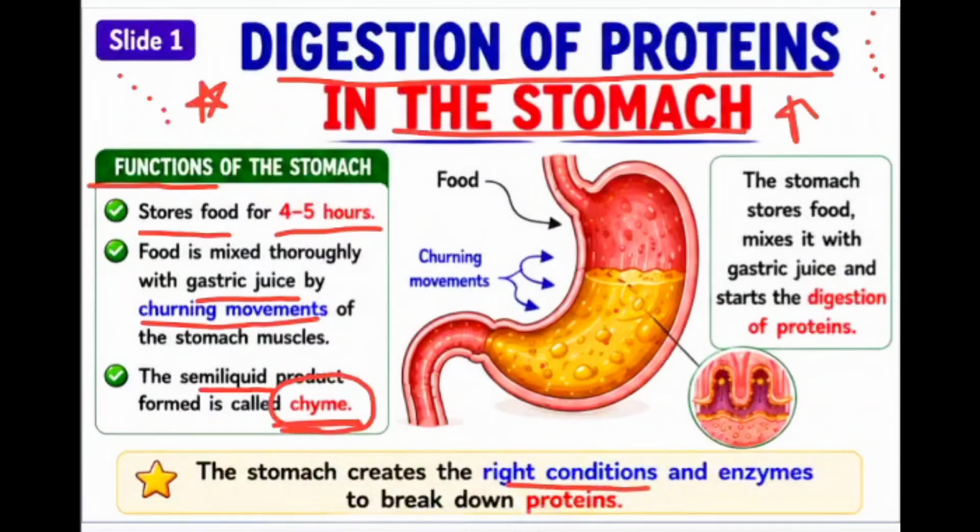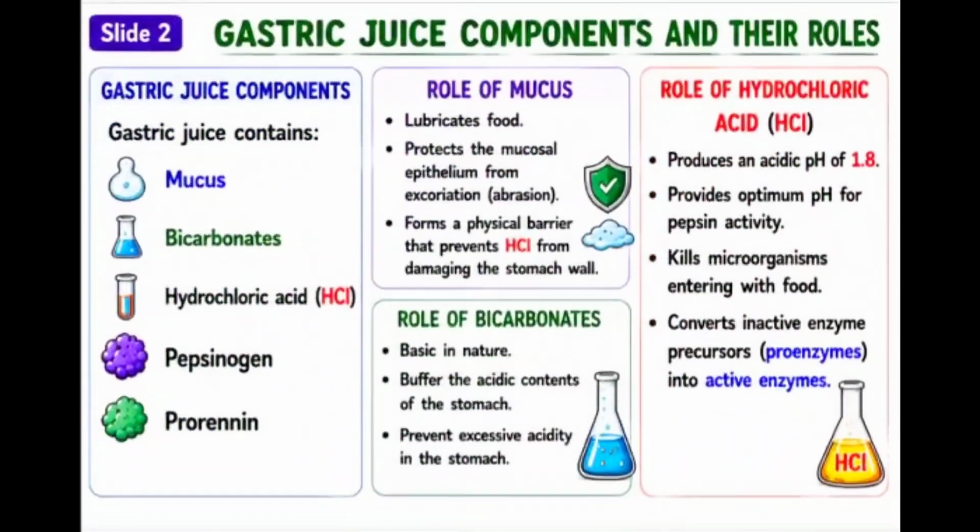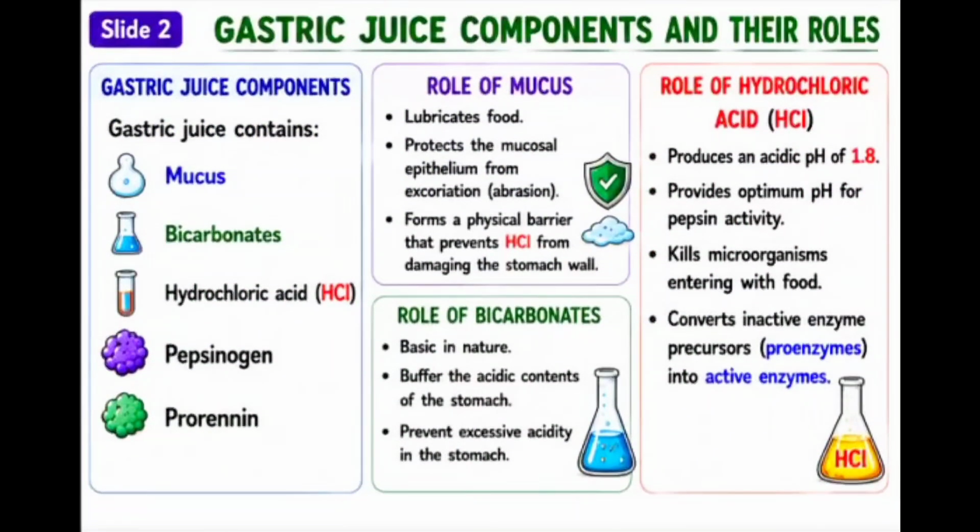Now that we understand the functions of the stomach, let us discuss the components of gastric juice. Gastric juice is a digestive fluid secreted by the stomach and it contains several important substances including mucus, bicarbonates, hydrochloric acid or HCl, pepsinogen and prorenin. Each component has a specific role. So let's understand them one by one.